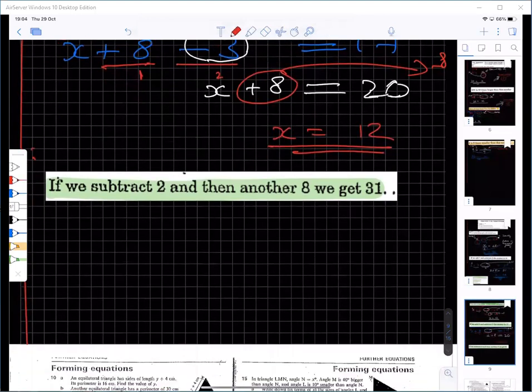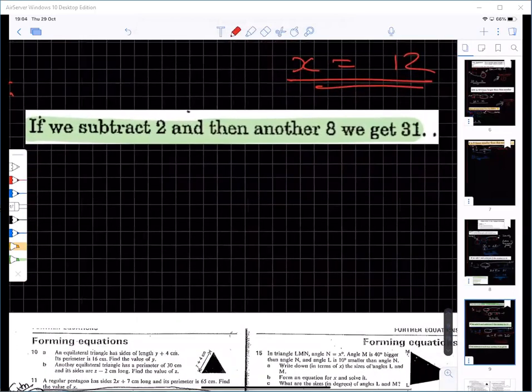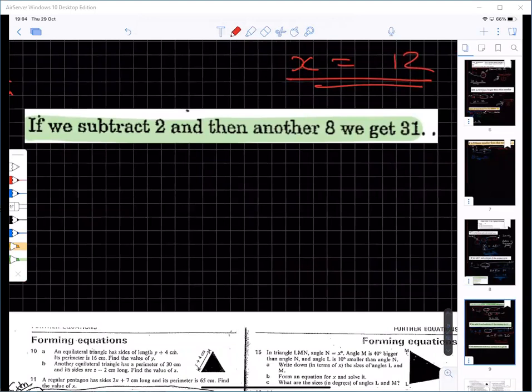Fantastic, lovely. Okay, let's have Safa, please join me in the last one. So if we subtract 2. What are we subtracting 2 from? X. From the X. Then you're minusing another 8, and then we get 31. What does we get mean? It equals 31. Fantastic, lovely.